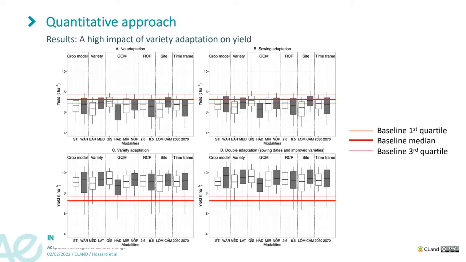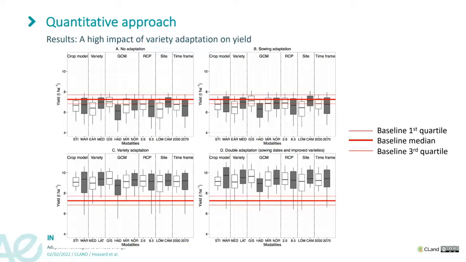What are the results? I will show you two. Here you have box plots of the distribution of our simulation according to all the modalities I showed before, per modality. So crop model, variety, GCM, etc. So it's the yield. And you have without adaptation, with sowing adaptation, with adapting variety, or with adapting both variety and sowing. In red, you have the baseline median, the first quartile upper and the third quartile lower.